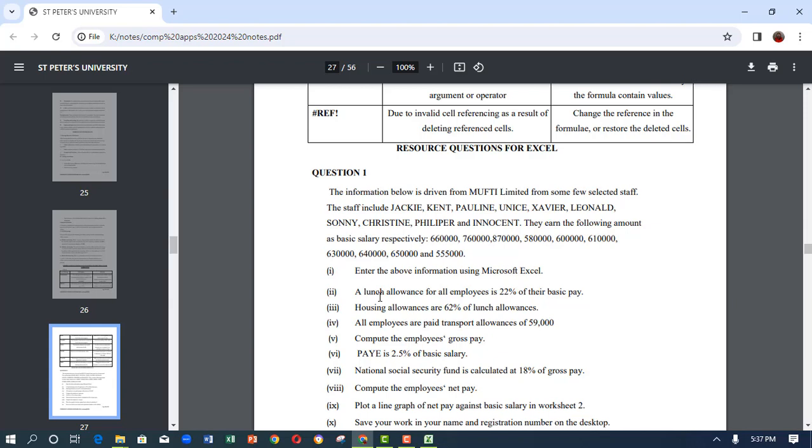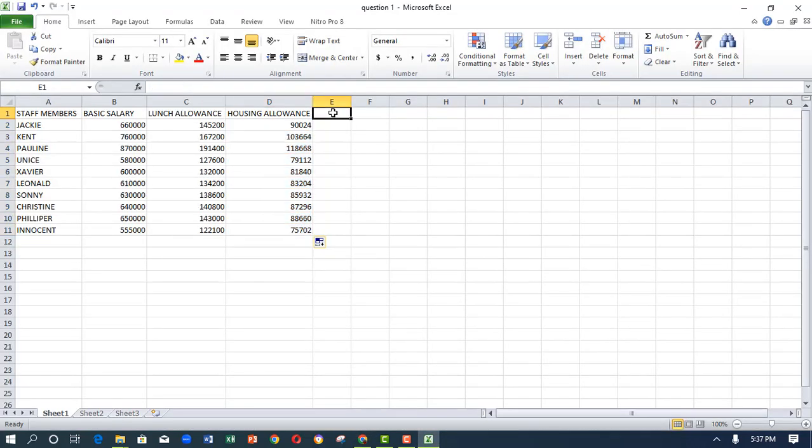They are saying all employees are paid a transport allowance of 59,000. So I want you to give attention to this question. That means that the transport allowance for all the employees in an organization is fixed, so they all get the same transport allowance. Meaning that here, let's first start with the label.